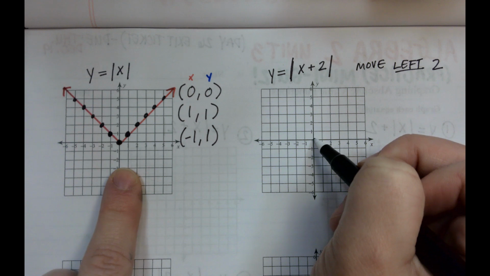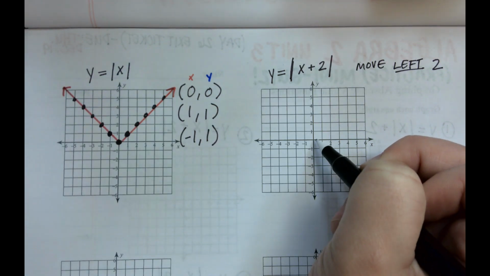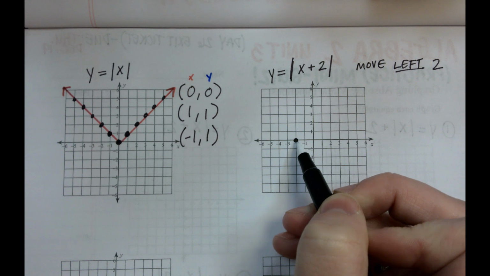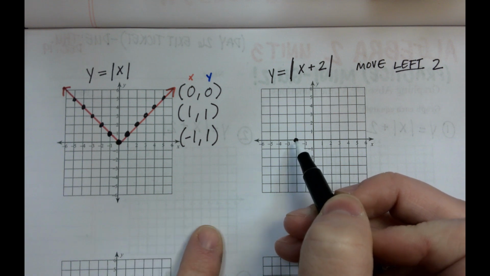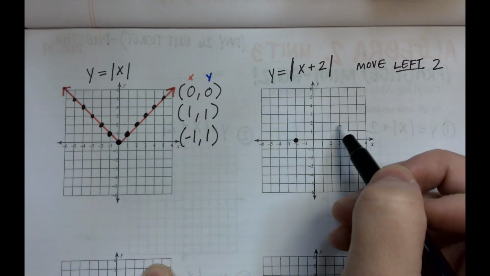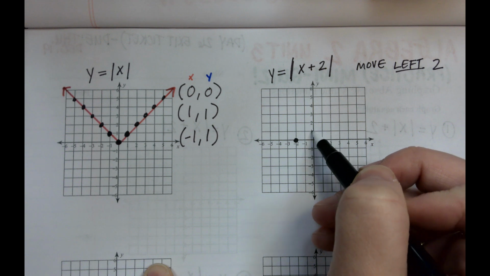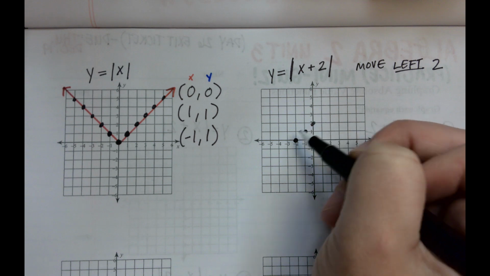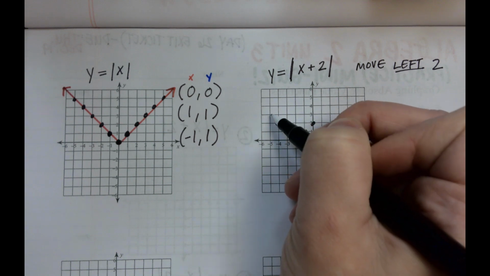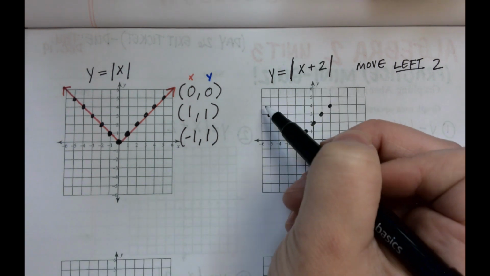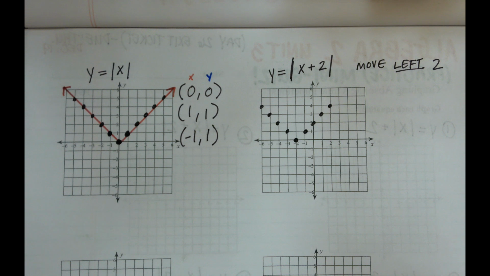So if I started at 0, 0, and it says to move left 2, where would I go to? -2. -2, 0. Good. So this would be my vertex. So all I would do is create that V shape from this point instead. My 1, 1 is going to go from here over 2, 1, 2, like that. Everything moves over 2 spaces. You can create the V from there. See that? It's the same graph. It's just moved over, going to the left.